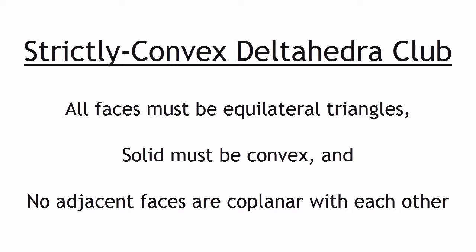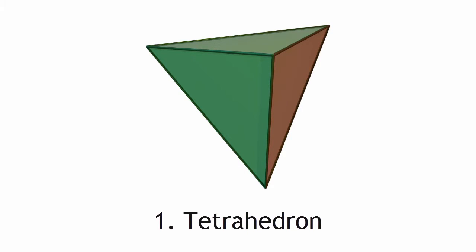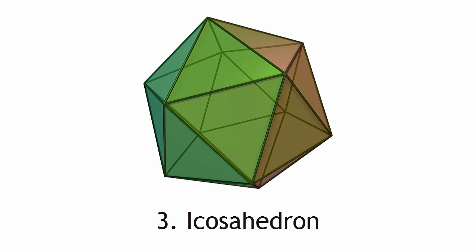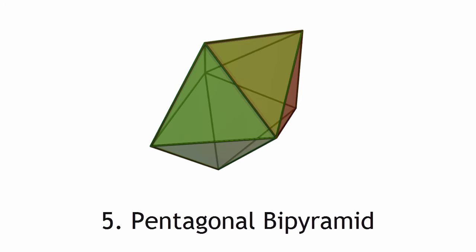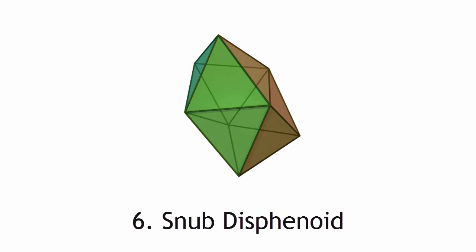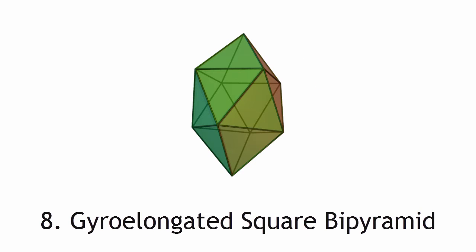And so those are the 3 words described. In order for any solid to be considered a strictly convex deltahedron, it must follow all of these 3 things that I've mentioned earlier. And so with these 3 criteria, there are 8 different strictly convex deltahedra, which are the tetrahedron, the octahedron, the icosahedron, the triangular bipyramid, the pentagonal bipyramid, the snubdisphenoid, the triaugmented triangular prism, and the gyroelongated square bipyramid.